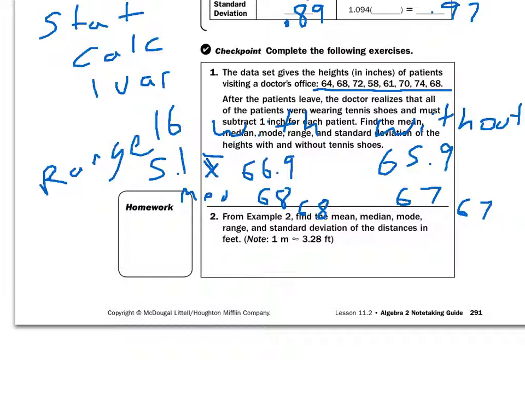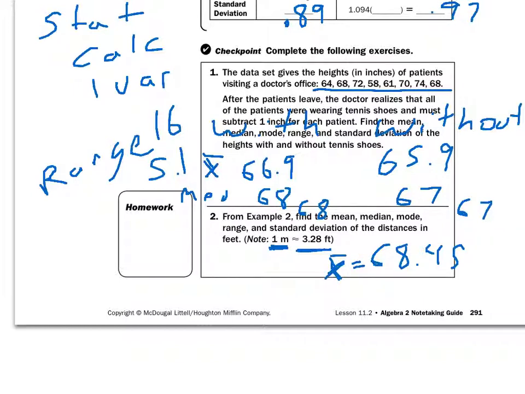That's all. And then it says, from example 2, the mean, median, and mode of the range and standard deviation of the distances in feet. What I wouldn't do is 1 meter times 3.28. What I probably would do is multiply all of the yards that I already have times 3, because I know there's 3 feet in a yard, and it might be a little easier for me. But if you multiplied all of those things by 3.28, or multiplied the yards by 3, you'd get 68.45 for your X bar.